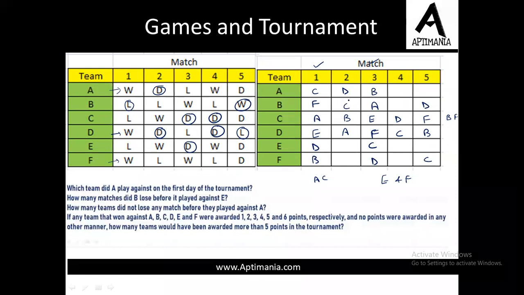Now talking about column 2, we are left with two values, E and F. Now obviously E must have played with F and F must have played with E. So we have completed second column as well. Now let us move to fifth column, because we have only left with two values here. So the two values are A and E. Now A must have played with E and E must have played with A. So we have completed this also.